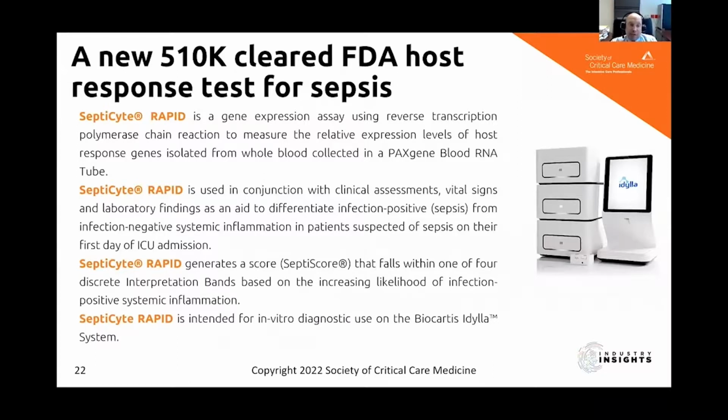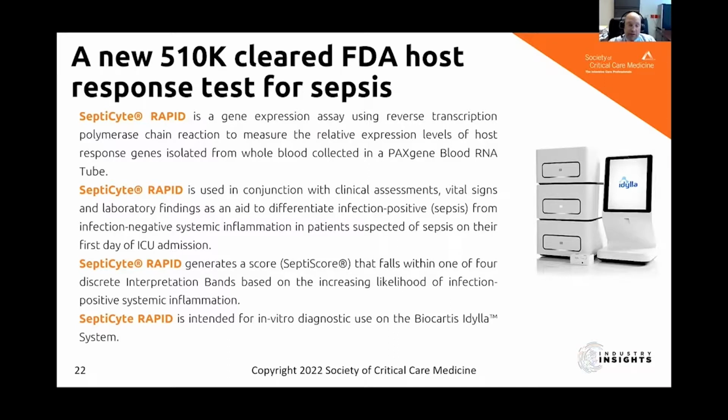So the SeptiCyte Rapid, we've already talked about. It did receive 510(k) FDA clearance as a host response test to help diagnose sepsis. It uses reverse transcription polymerase chain reaction on the blood sample that is collected in PAXgene blood tubes. It's used in conjunction with clinical assessment, vital signs, and laboratory findings to aid in the differentiation of infection-positive sepsis from infection-negative systemic inflammation. And this score will fall within one of these 4 discrete interpretation bands, as we'll see subsequently.